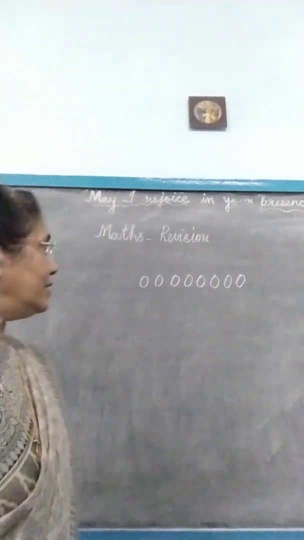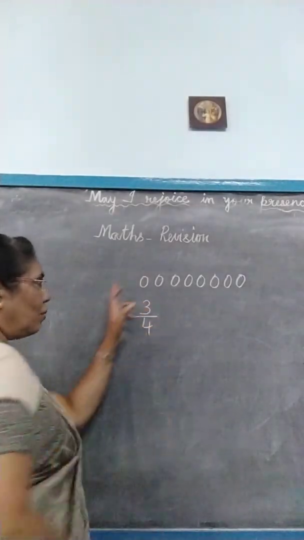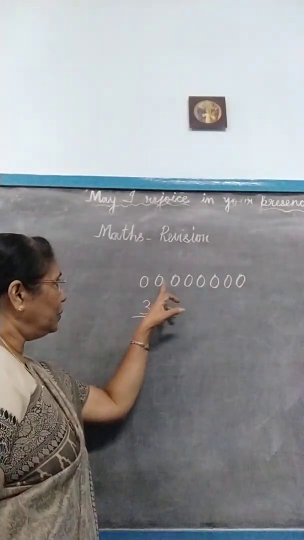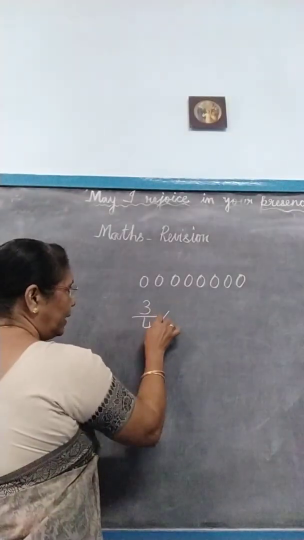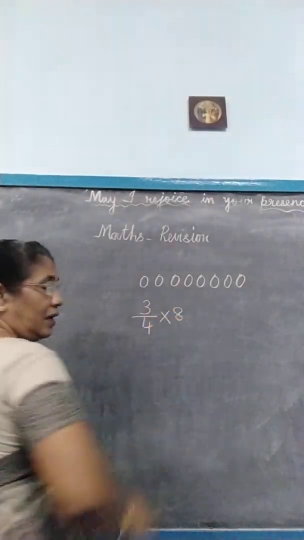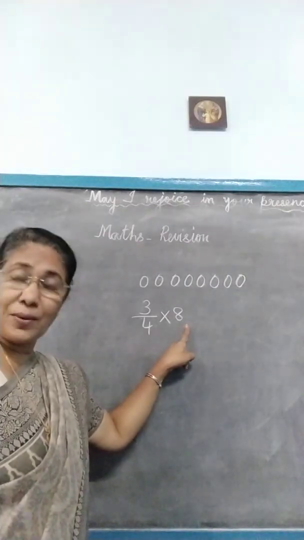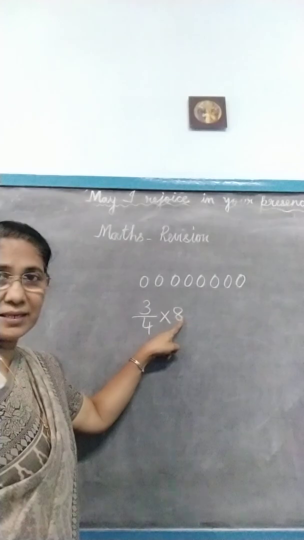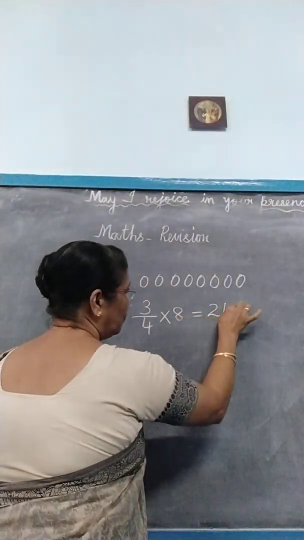First you will write 3/4. And how many numbers are here? Count those numbers: 1, 2, 3, 4, 5, 6, 7, 8. So 8. 3/4 of 8 is how much? That's what we are going to find. First what you do is 3 into 8. 3 into 8 is equal to 24.